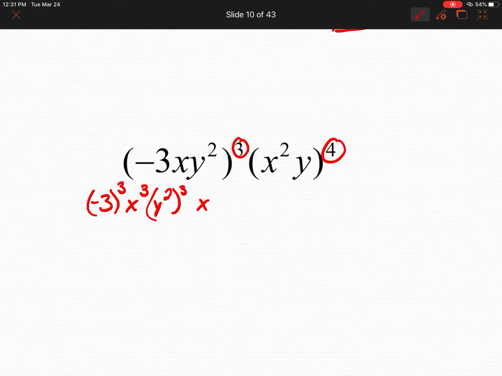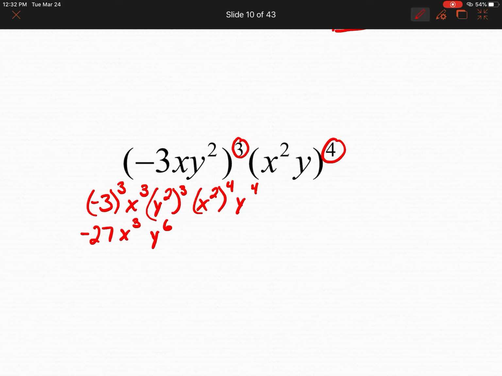So the x is going to get the third power. Y squared is going to get the third power. And then that second set of parentheses, x to the second, or x squared, gets the fourth power, and y gets the fourth power. And so then we can clean that up some, so that negative 3 cubed, it's negative 3 times negative 3 times negative 3, which is negative 27.